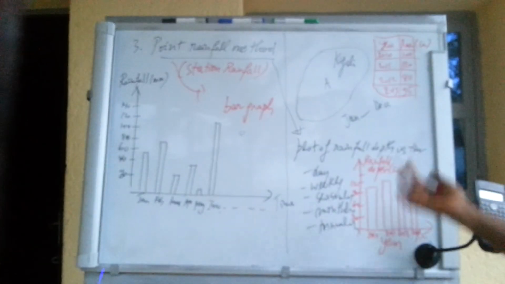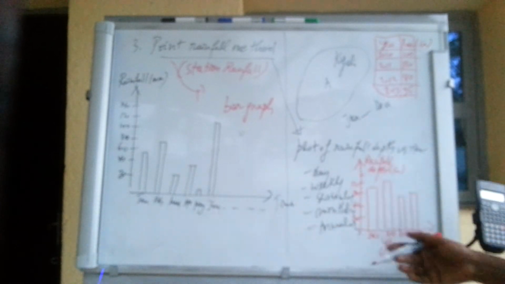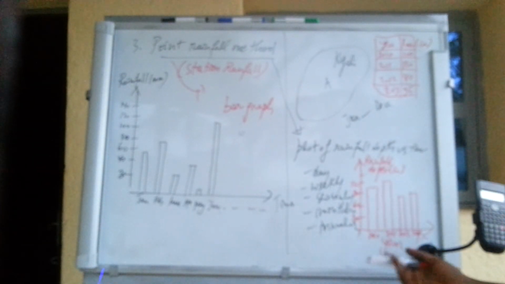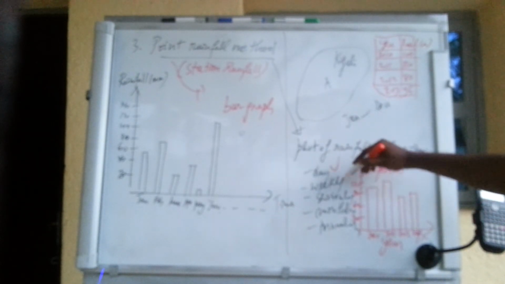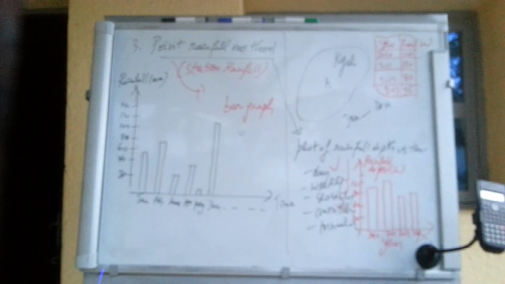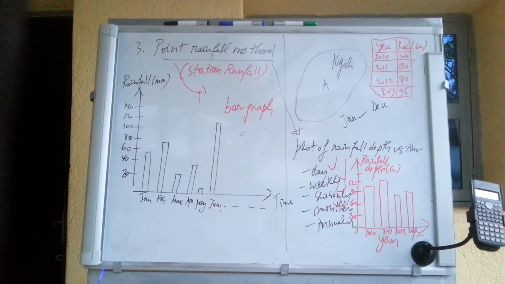You see, this is the easiest method which can be used, using a bar diagram or bar graph. So it can be used for presenting daily data, weekly data, seasonal data, monthly data, annual data, or decadal data of a given place. You see that this method is generally easy. If you want to use it, the method is easy.